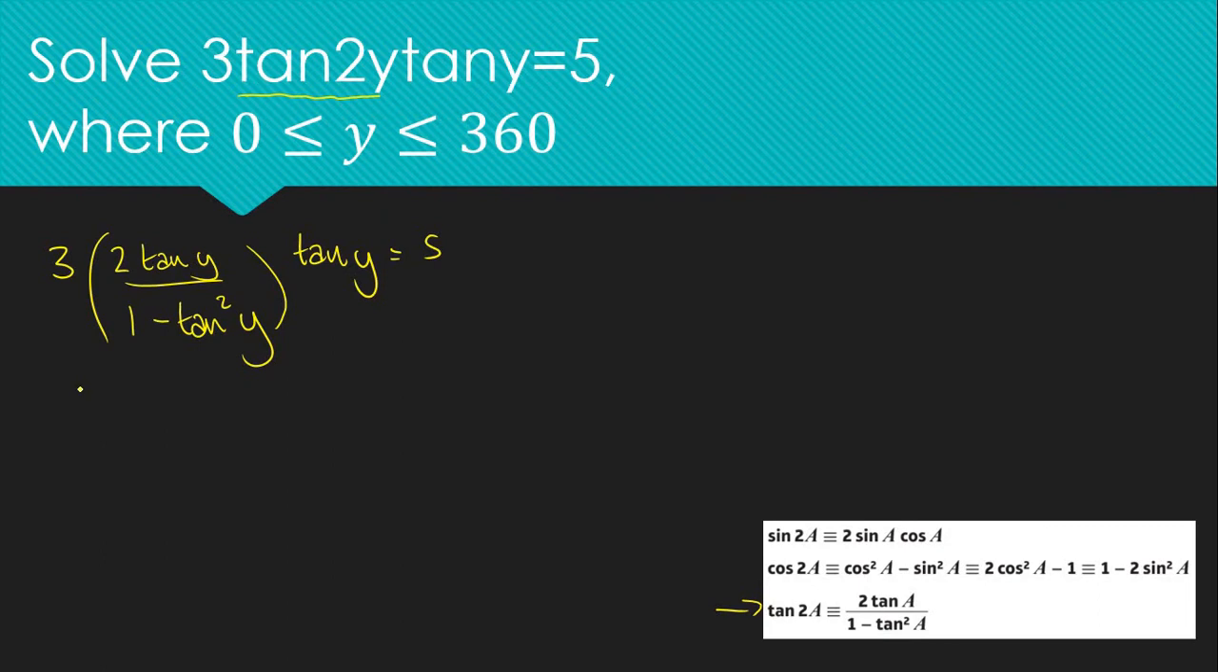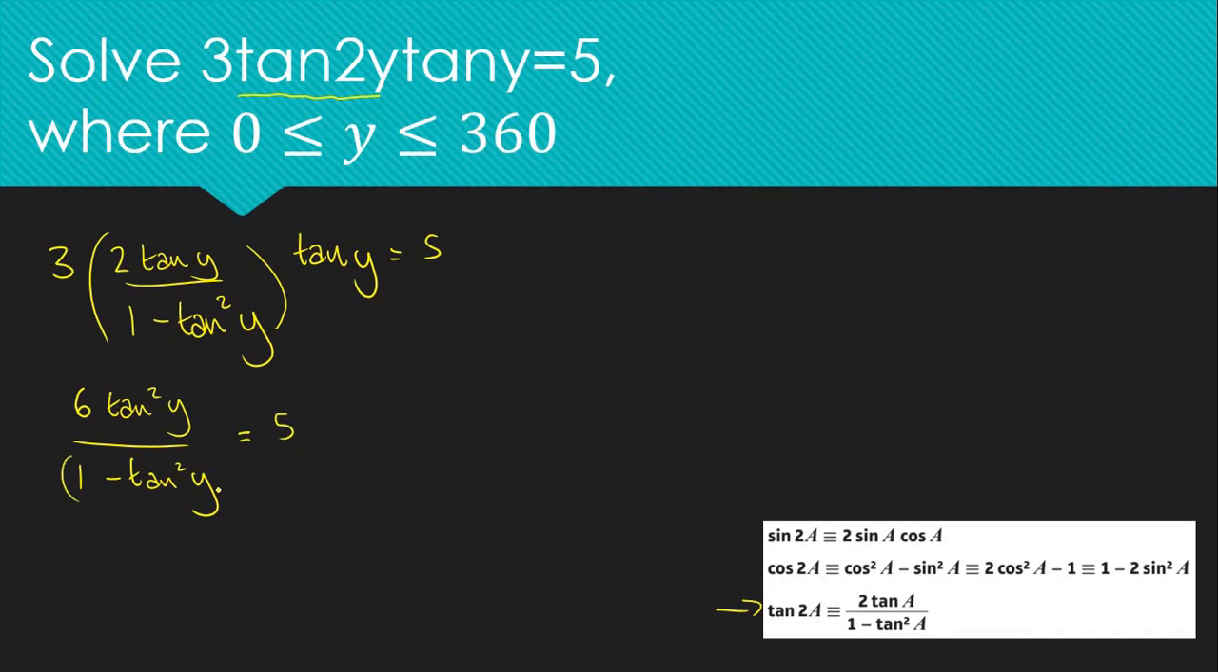Well, that thing comes out as 6 tan squared y. So I've multiplied the 3 by the 2 and multiplied the tan y by the tan y. We get 6 tan squared y over 1 minus tan squared y. So try to get it into one fraction if possible. It's technically one fraction, but one combined fraction.